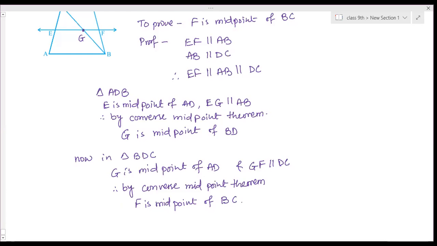Ma'am, in this diagram, the point G was not given. So should we write in the proof or construction, like let the intersection point of BD and EF be G? Fine, EF intersects BD at G. So we should write that in proof or construction? Proof. Okay, ma'am. We have not constructed anything, we have given the name only. Okay.